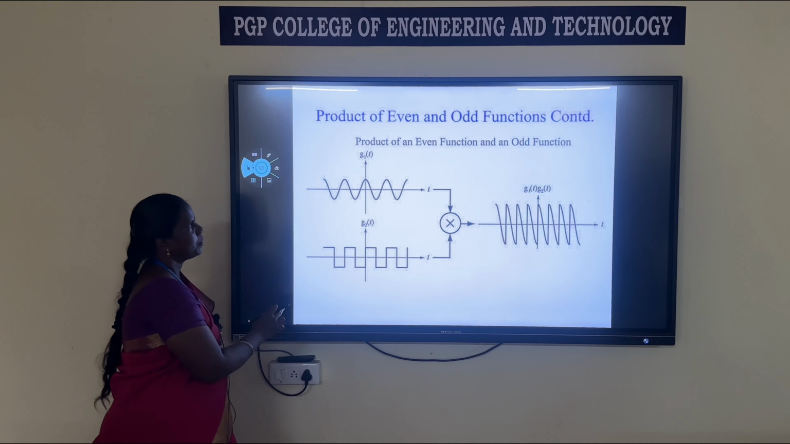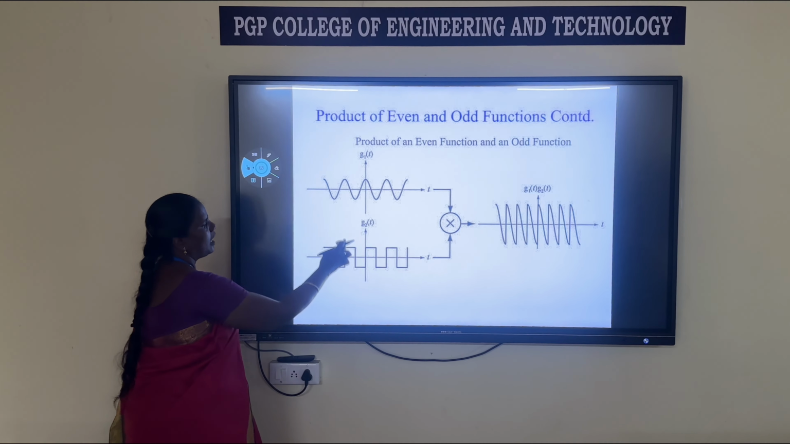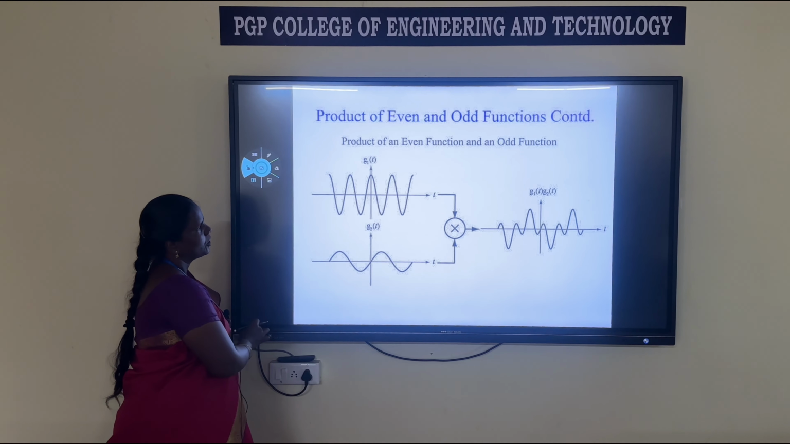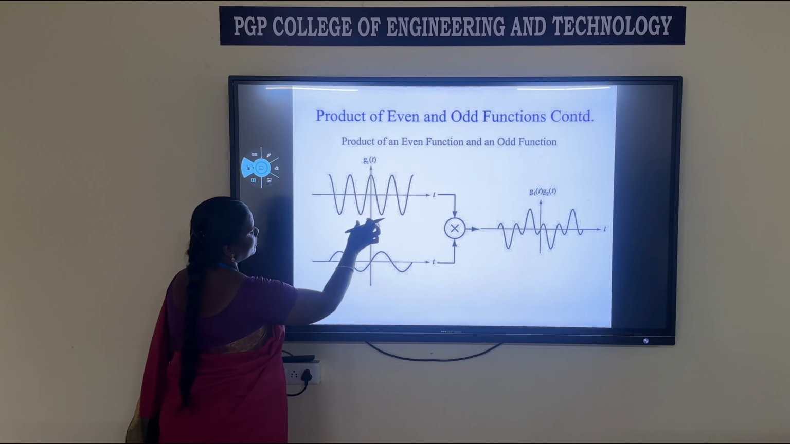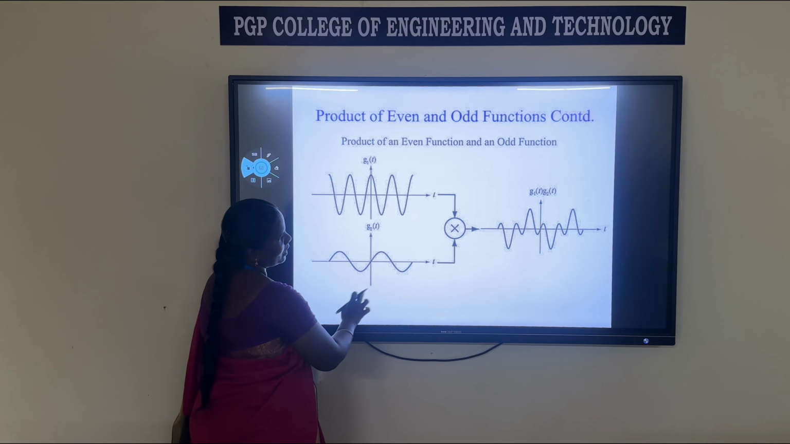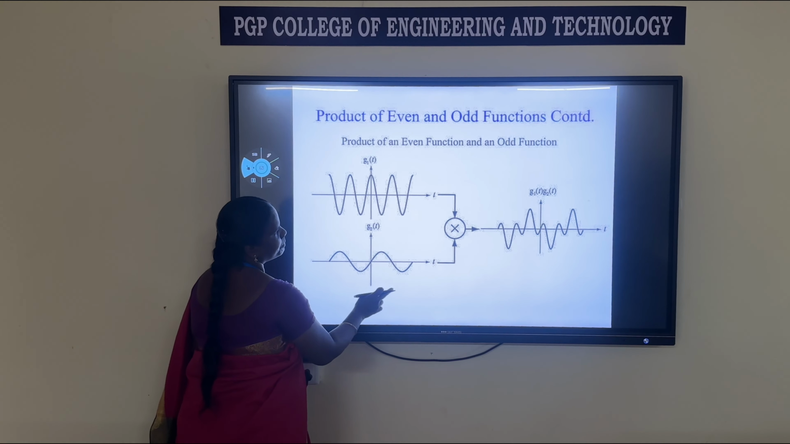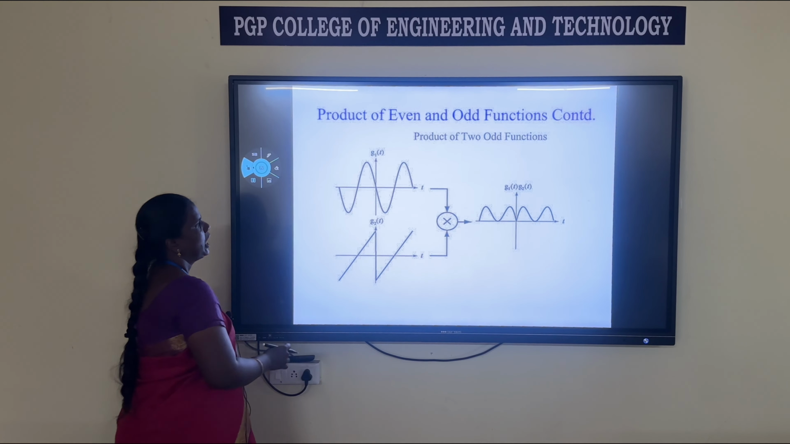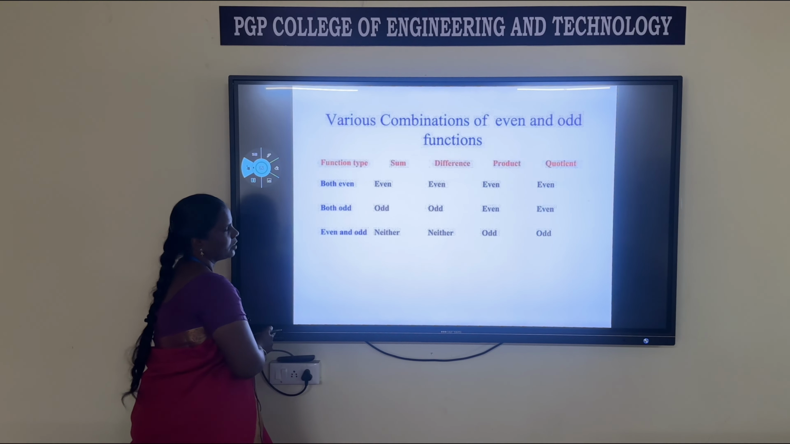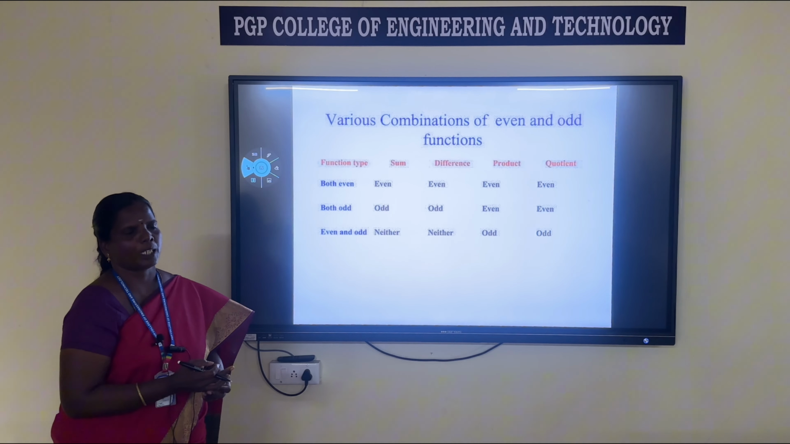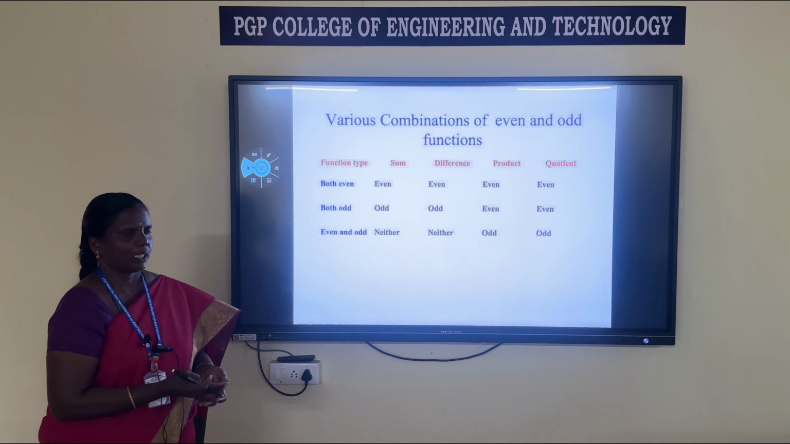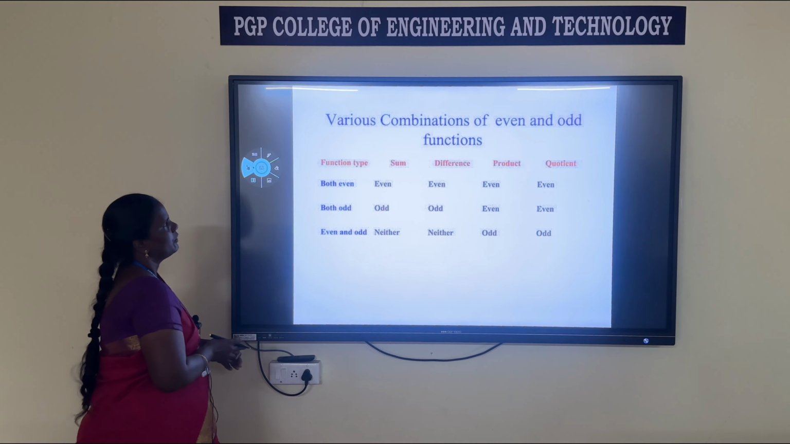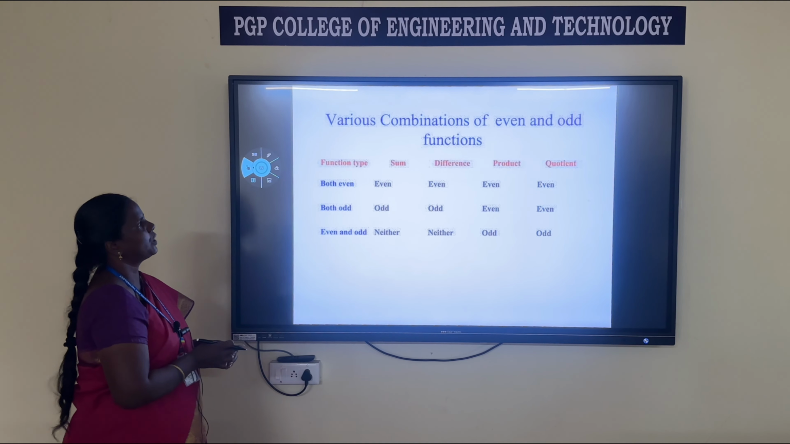Here the product of an even signal and an odd signal gives an odd signal. So this is another example. This is even, this is an odd signal. The product of these two signals gives an odd signal. The product of two odd signals gives an even signal. This is like plus into plus is plus, minus into minus is plus, like that only. Various combinations of even and odd functions.